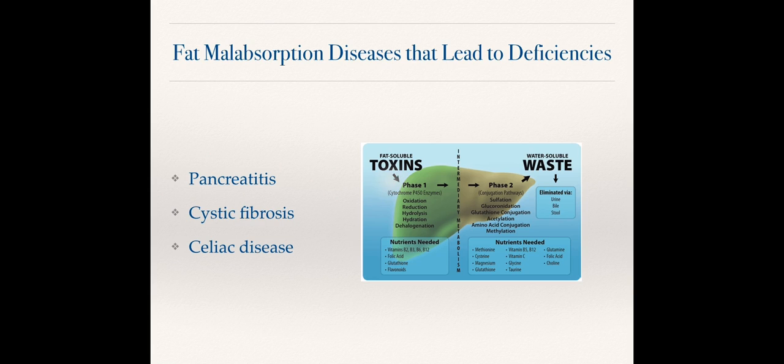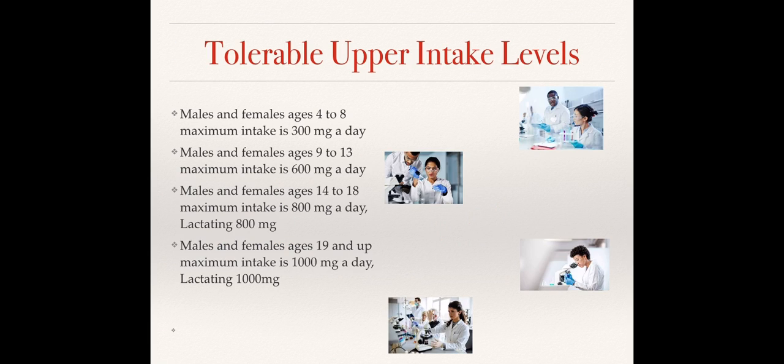Tolerable upper intake levels. Little girls and boys ages 4 to 8 should have about 300 milligrams a day of vitamin E. Boys and girls ages 9 to 13 should have about 600 milligrams of vitamin E a day. Teenagers, girls and boys ages 14 to 18, should have about 800 milligrams a day. And if you're pregnant or lactating, women who are nursing their babies should have about 800 milligrams of vitamin E a day.